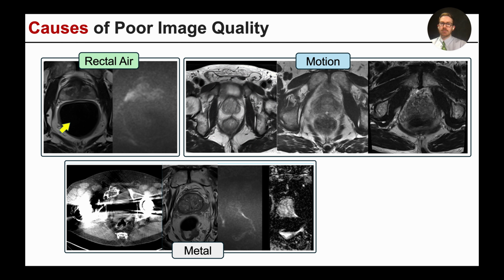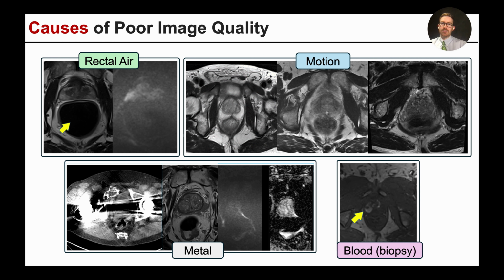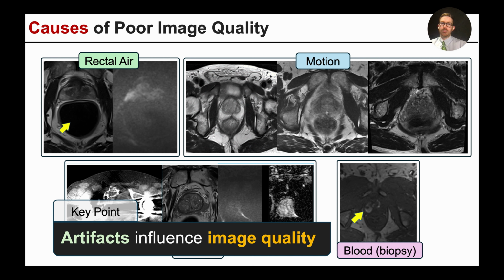DWI and ADC maps. One last example that is much less common nowadays, since most MRIs are performed prior to a biopsy, is the presence of blood in the prostate mimicking or obscuring cancer, as you can see in this pre-contrast T1 weighted image. This brings me to another key point, recognizing that artifacts influence image quality. So what can be done about it?